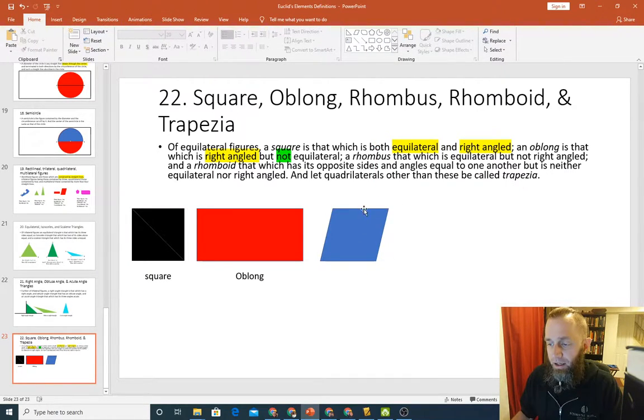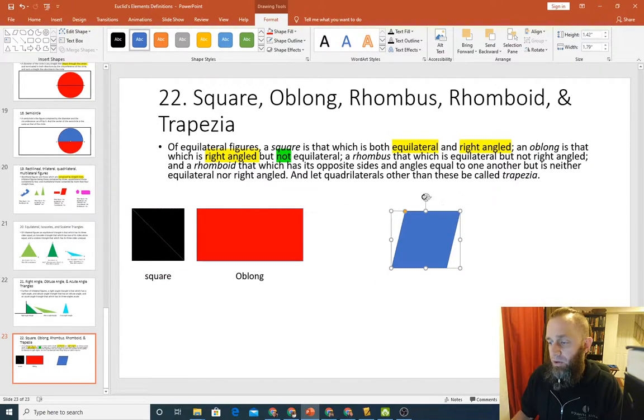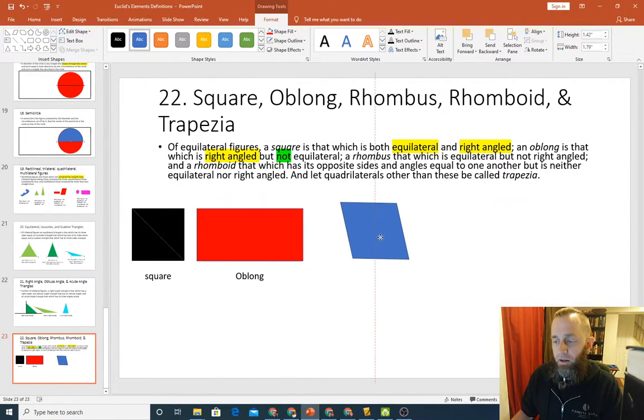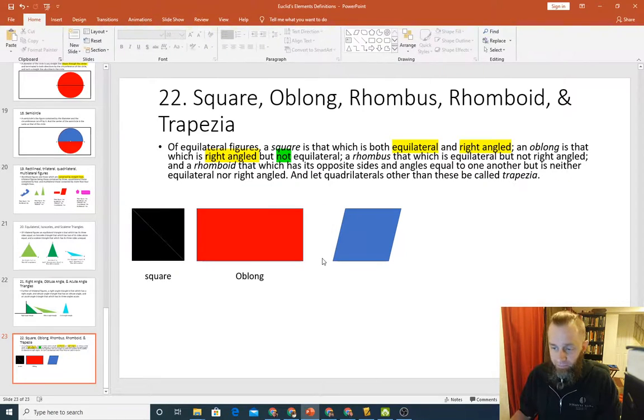So this line needs to equal this line, and this line needs to equal this line, and they all need to equal each other. So if all these lines are the same length, then it's equilateral. But you'll notice that it's not right angled. We know it's not right angled because we can take it and compare it to our square and say, look, this angle is less than a right angle. And also we could rotate it because we want to have fun. We can rotate it and say, look, now that angle is bigger than the right angle. So it is not right angled. There we go. That makes it a rhombus.